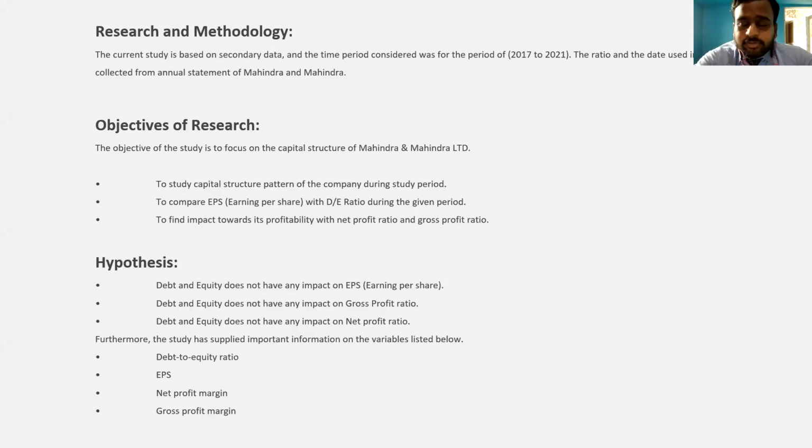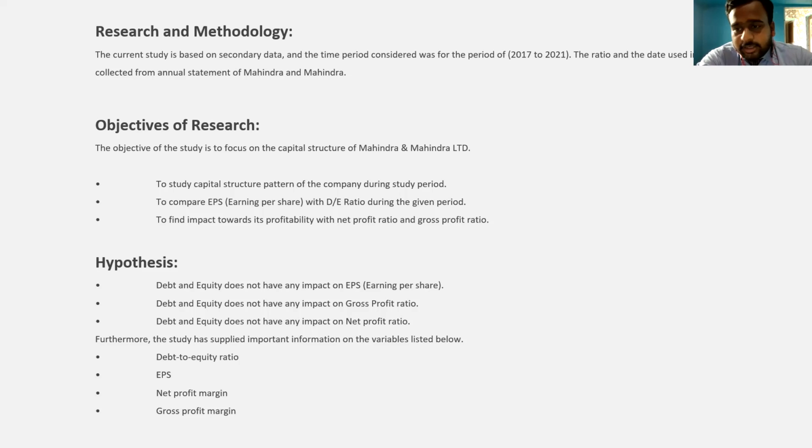So research methodology: what I have done during my research. This is secondary data research, considered for 5 years from the period of 2017 to 2020. The ratios used in the study are completely from the annual statements of Mahindra and Mahindra Limited. The objectives of the research are to study the capital structure pattern of the company during the study period, to compare EPS with the debt to equity ratio, and to find the impacts on profitability. We have taken gross profit ratio and net profit ratio.